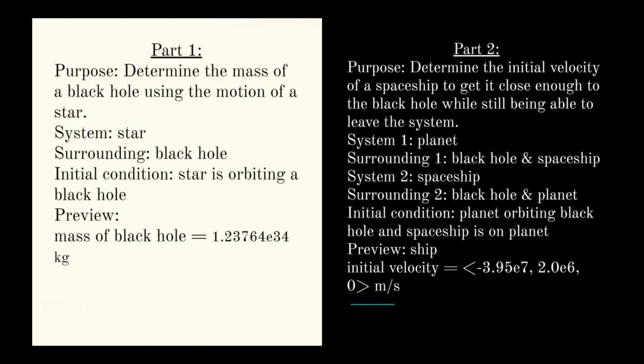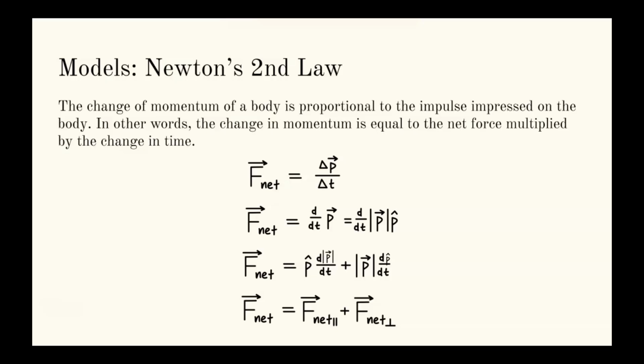And then the preview of the results is the ship's initial velocity is negative 3.95 e7, 2.0 e6, 0 meters per second. The models we will need are Newton's second law and gravitational force. For Newton's second law, net force is equal to change of momentum over change in time, and when this change is infinitesimally small, it is equal to dp/dt. The momentum vector can be expressed as the magnitude times its direction, and when we further break this down into its parallel and perpendicular components, we have the equation below.